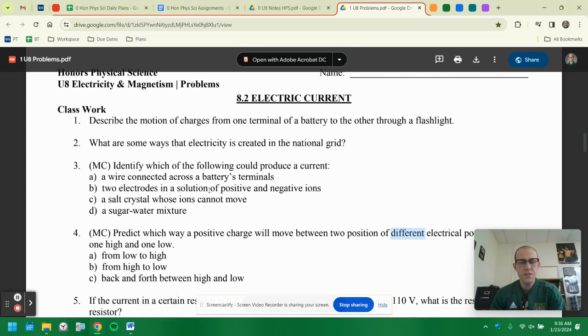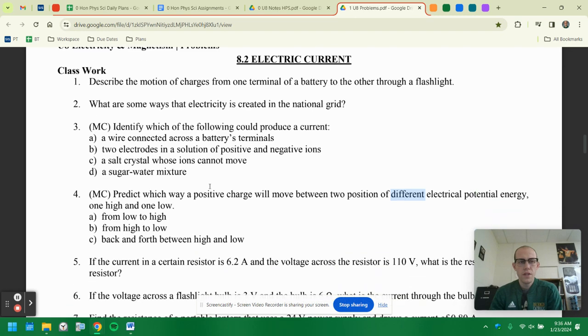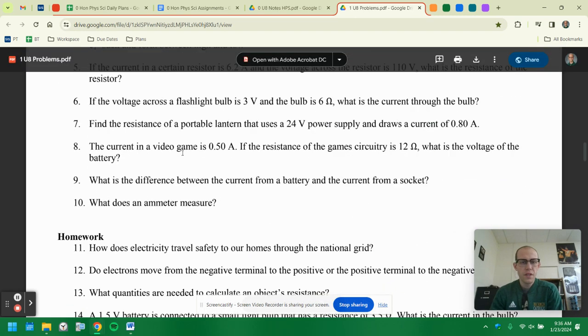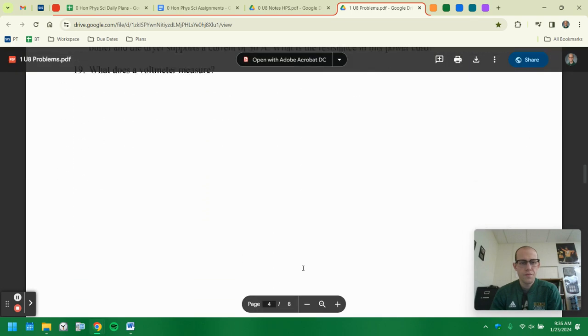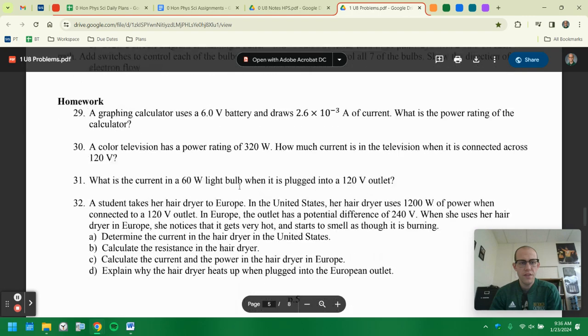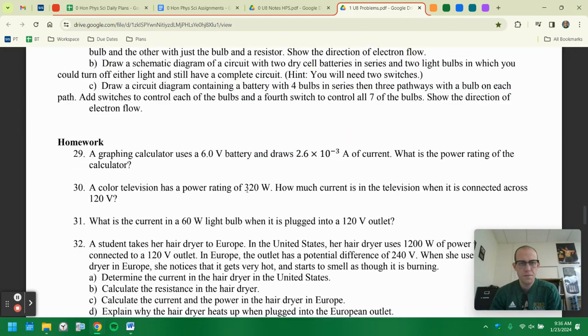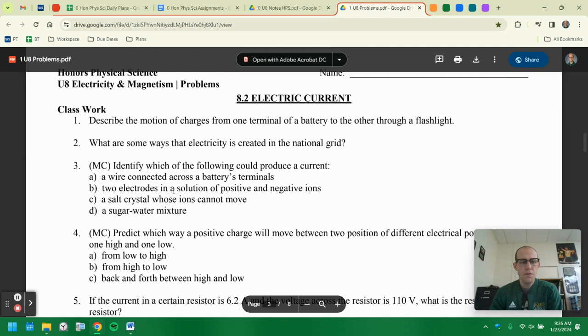Hi everybody. In this video, we're going to go over the 8.2 classwork. So classwork is here, and then there's an assignment, and then there are more problems down here for classwork, and then another part of the assignment. So it's split into two parts. First, let's talk about the first part, electric current.